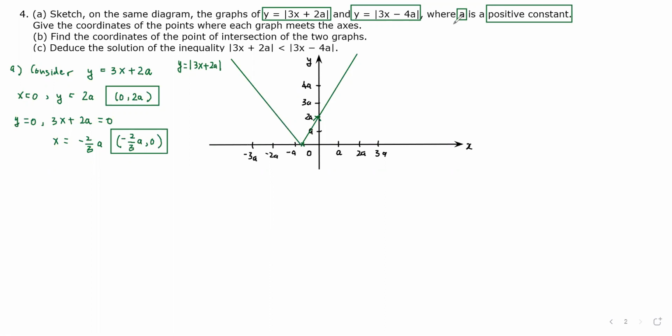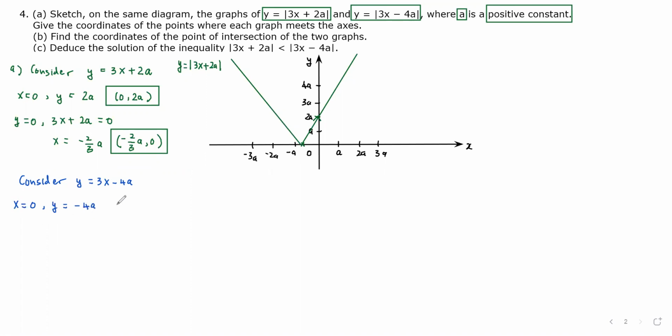Now consider the second graph, y equals the modulus of 3x minus 4a. So for this case, we are going to consider y equals 3x minus 4a. We want to find the x and y intercepts, and after that, whichever part of the graph that is below the x-axis will be reflected upon the x-axis, so that you can get the graph of the modulus function. We let x be 0. When x is 0, y is negative 4a.